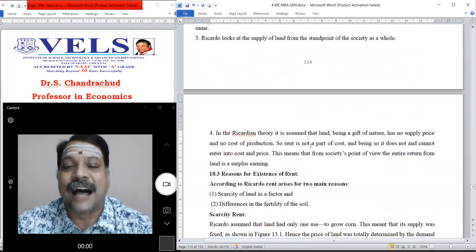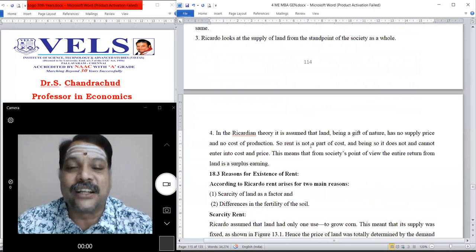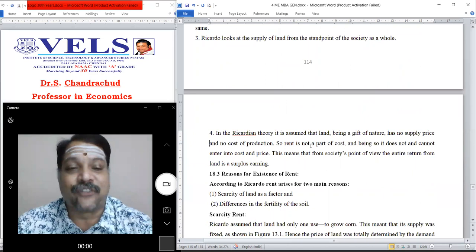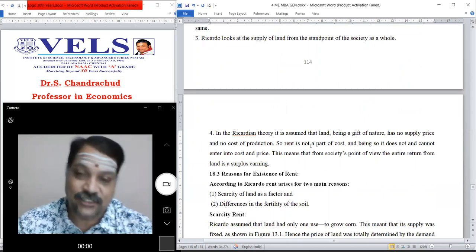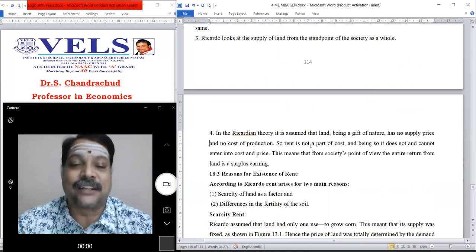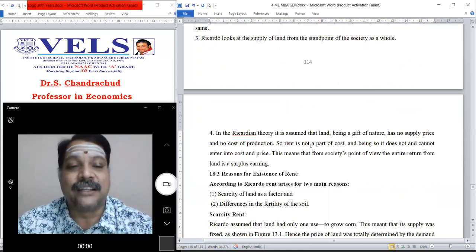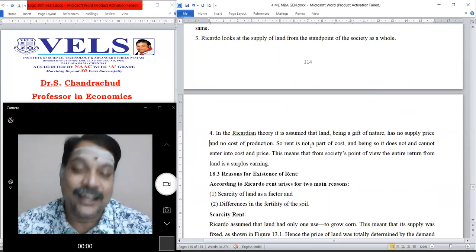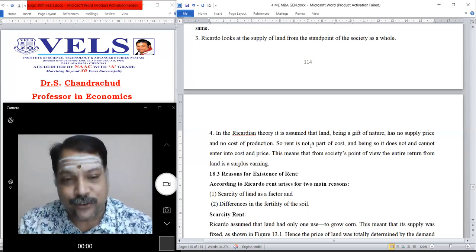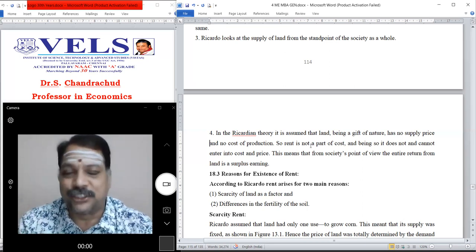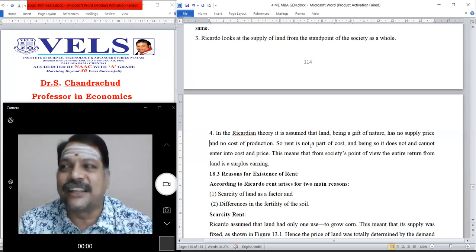And the last assumption is that, in the Ricardian theory, the land, being a gift of nature, has no supply price and no cost of production. So the rent cannot enter into the cost or the price. This means that from the society's point of view, the entire return from the land is a surplus earning. So these are the four assumptions made in the Ricardian theory of rent.